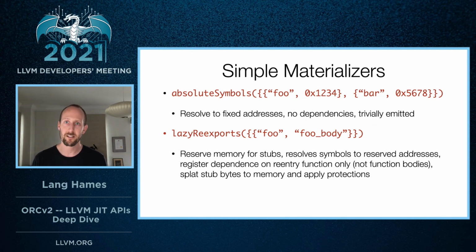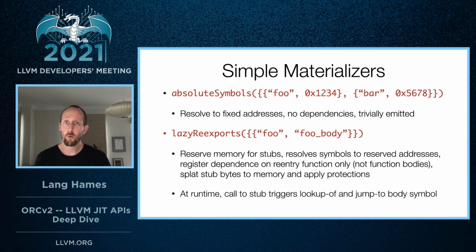It registers a dependence of each stub on the ORC reentry function, and only the ORC reentry function. The stubs don't depend on the function bodies at materialization time. And then it splats out some stub bytes to memory and applies protections. So that's how we generate stubs for you in ORC. There's no compilation involved. There's not even any linking involved. We just reserve some memory, write out some stub bytes, and that's about it.